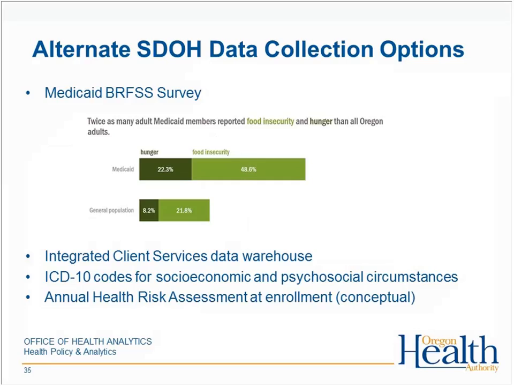And as I mentioned, we do have a couple of other things that we're pursuing. So we are looking at collecting some data from surveys. We're looking at an integrated client services data warehouse that will be able to match Medicaid data with data from other social service agencies. We're exploring the use of some new ICD-10 codes for socioeconomic and psychosocial circumstances. Some really interesting opportunities there, but also probably pretty challenging to implement. And then we've also had some conceptual conversations of some kind of annual health risk assessment that would happen upon Medicaid enrollment. And we see all of these as potential paths to keep exploring to collect this kind of data.